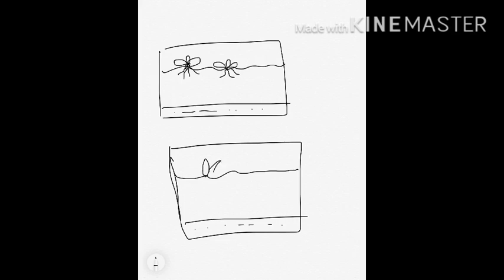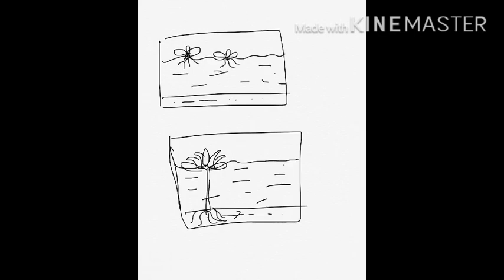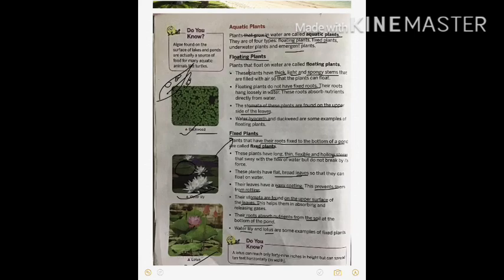Fixed plants like lotus have broad leaves, as you know, and their stems are very hollow, and they are fixed at the bottom of the seabed. So you got the difference between the two, floating and fixed plants. Their stomata is on the upper surface of the leaf. About nutrients, floating plants absorb nutrients from water, and these fixed plants absorb nutrients from the soil here. Now moving on to the next page.